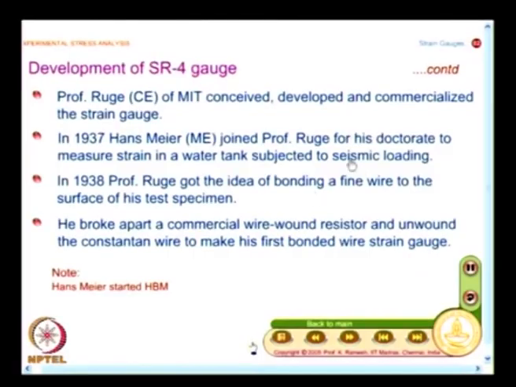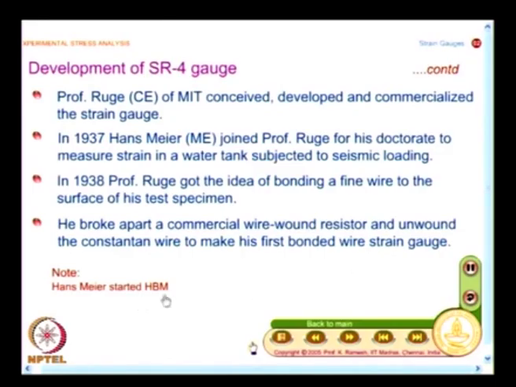And you should also know, theses are not designed on the first day when you join under a professor. If you look at how strain gauge is developed, he joined for a particular work, and the whole interest got transformed into a different work. Rouge got the idea of bonding a fine wire to the surface of the test specimen, and Hans Meyer broke a commercial wire wound resistor, and they had also made a resistor made of constantan wire, and he made the first bonded wire strain gauge.